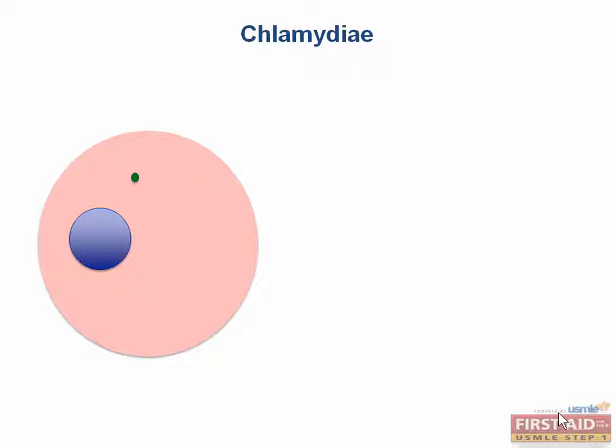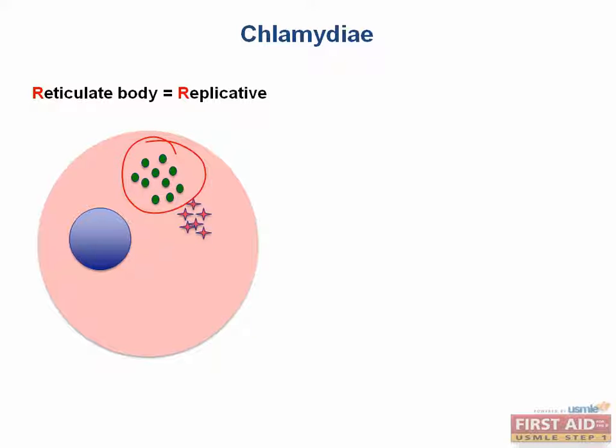This little guy is called a reticulate body, and he is the replicative form of chlamydia. Reticulate bodies are the metabolically active form which can amplify DNA, RNA, and protein production using host cell ATP. They actually divide by fission, so you can see that they are multiplying here. So we have the replicative form called reticulate bodies, right there.